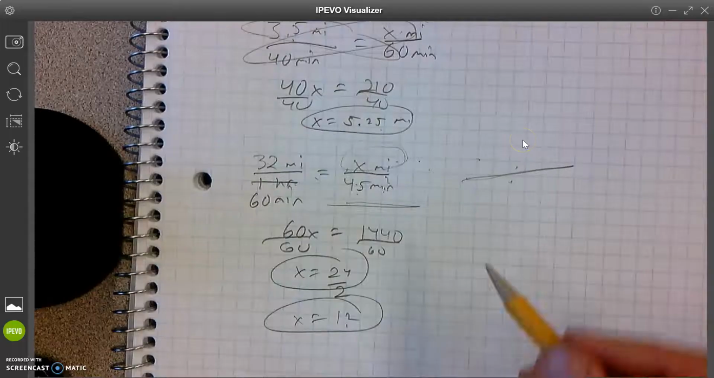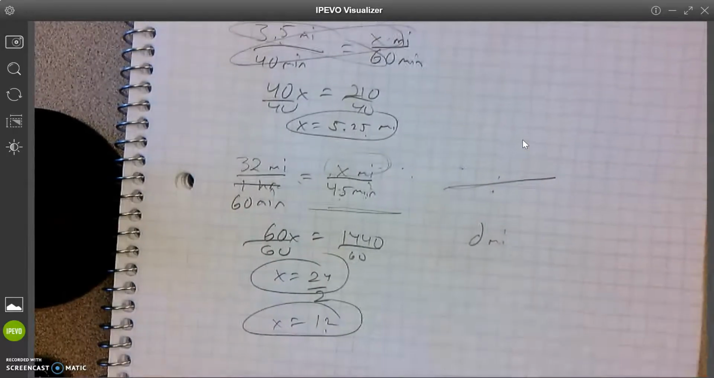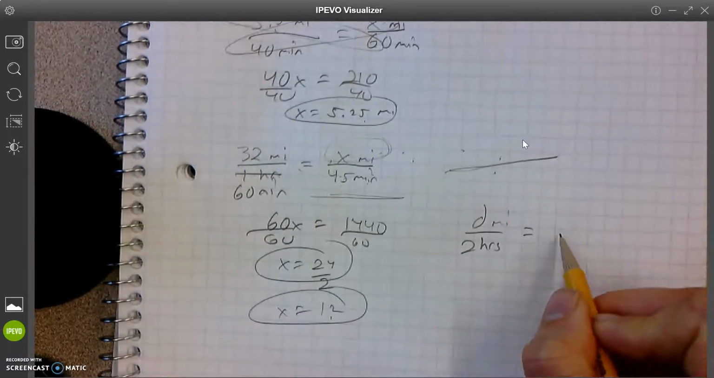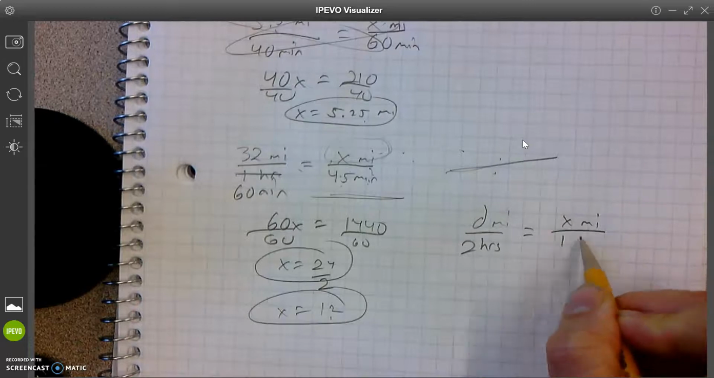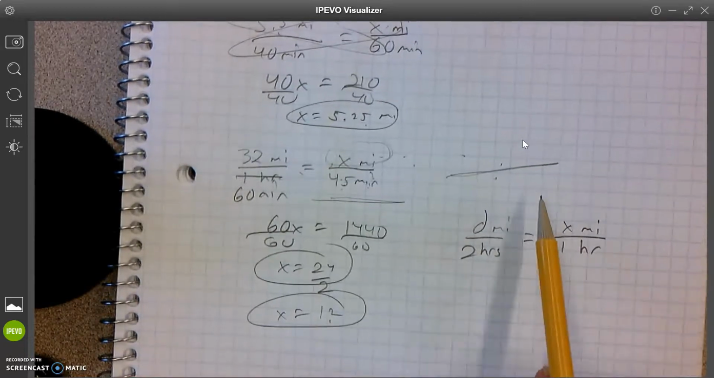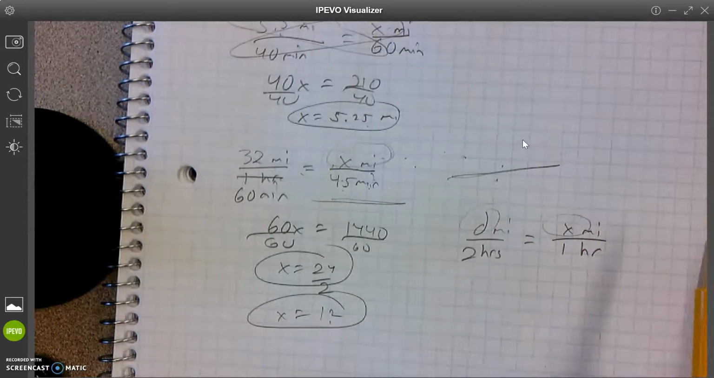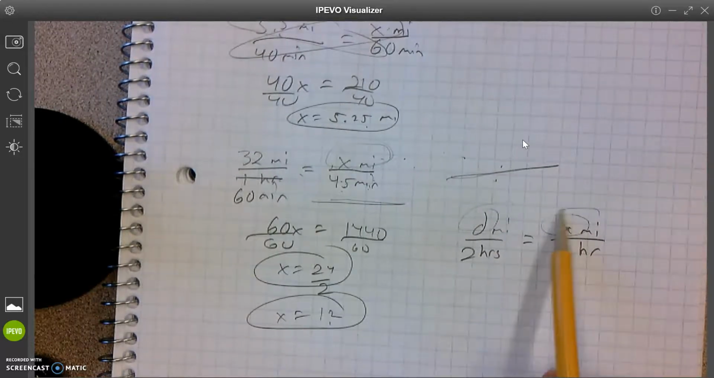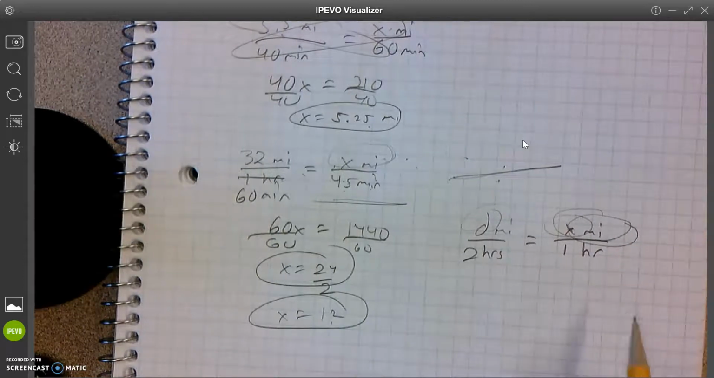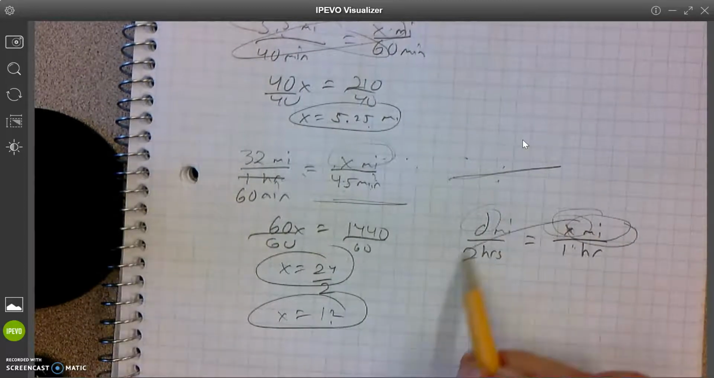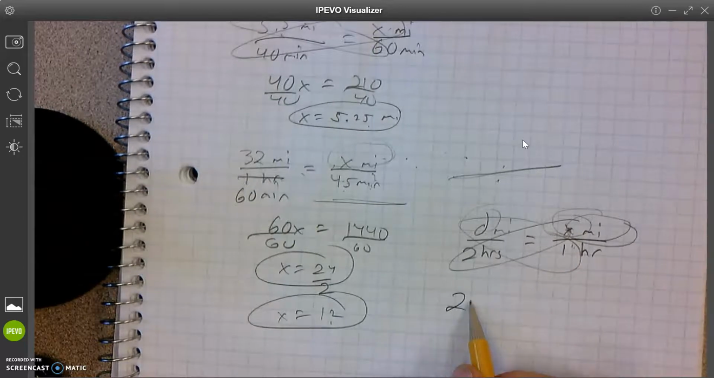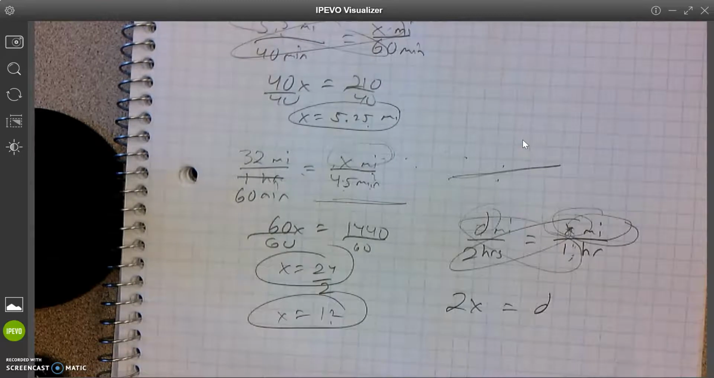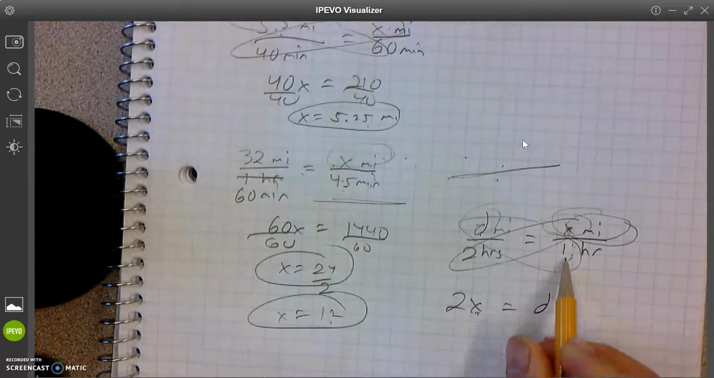So I always start with the proportion. So D miles in 2 hours. So how many miles per 1 hour? Now this looks kind of weird because you have 2 variables going on here. But what are you actually solving for? You're solving for x, aren't you? So I'm solving for x. So cross multiply. So I have 2x equals 1 times d. 1 times anything is itself. And remember, I'm solving for x because this is generally what I would solve for.